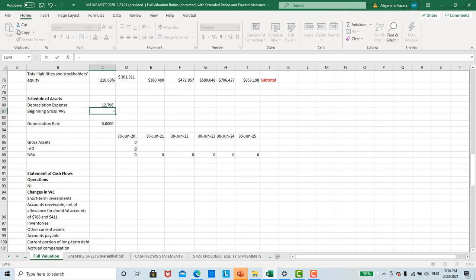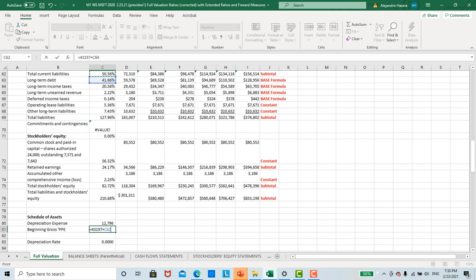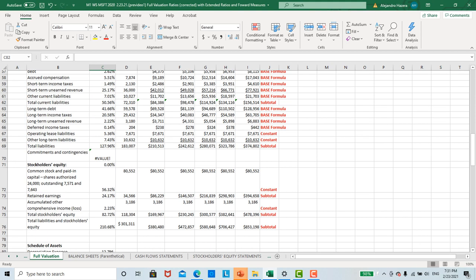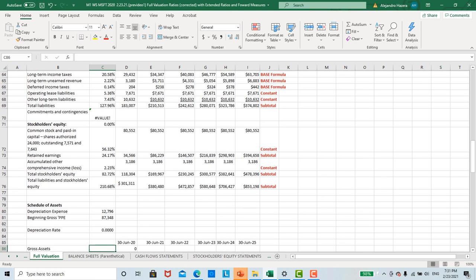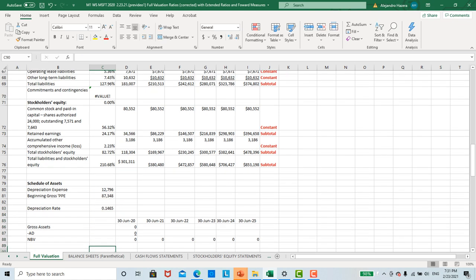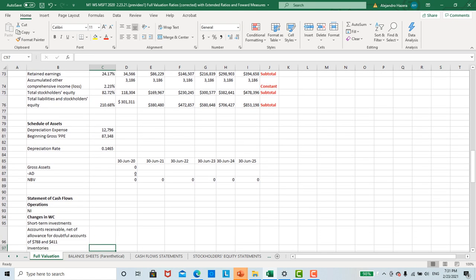But your gross assets are going to be 43,197 plus my net book value of 44,151. So my beginning gross assets are 87,438. Now my depreciation rate is going to be my depreciation expense of 12.8 divided by my gross assets of 87, which gives me a depreciation rate of 14.65.